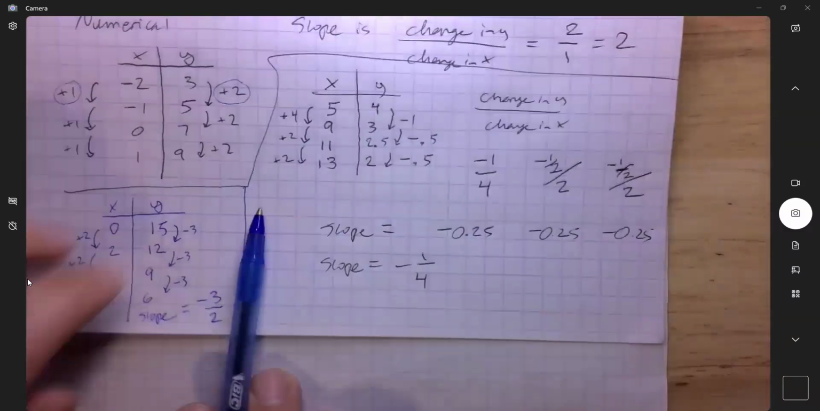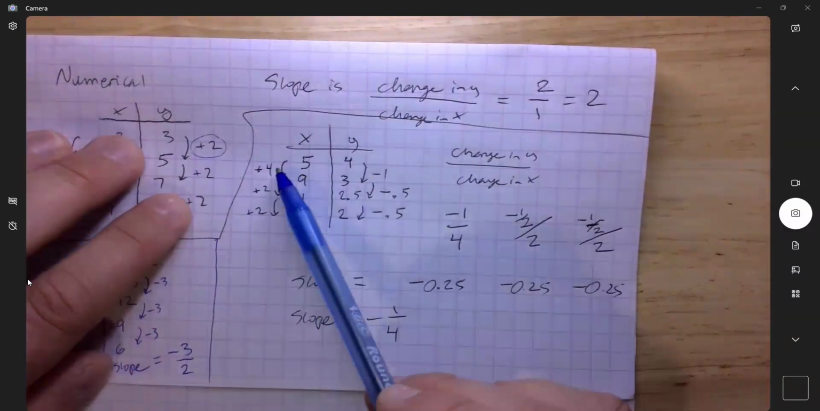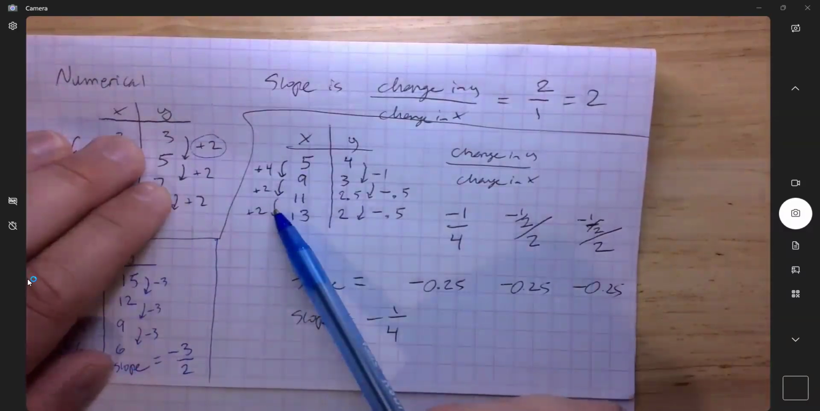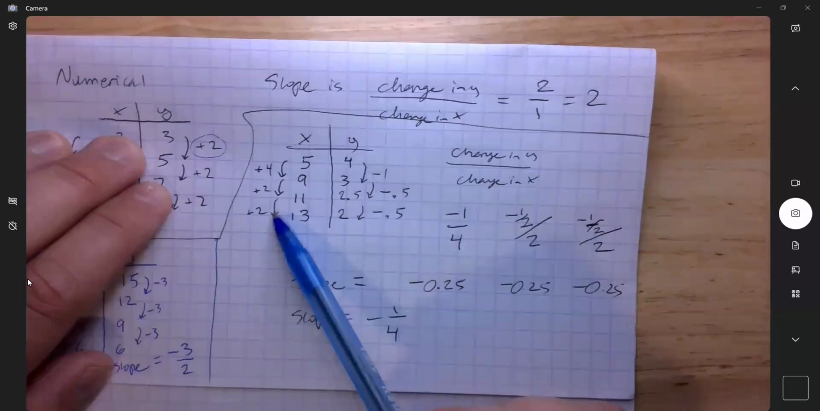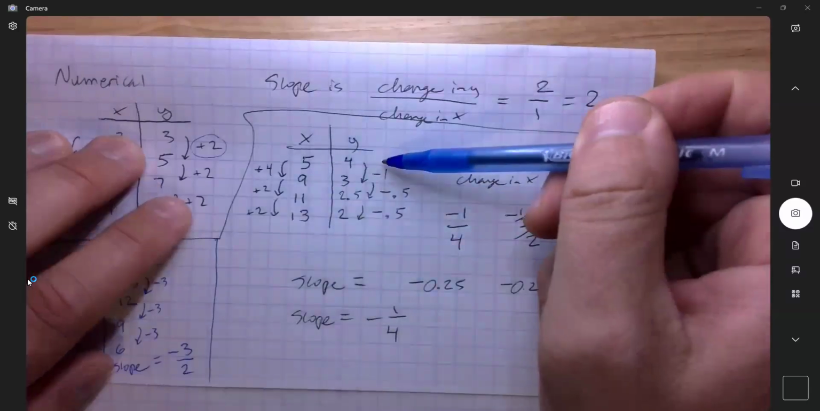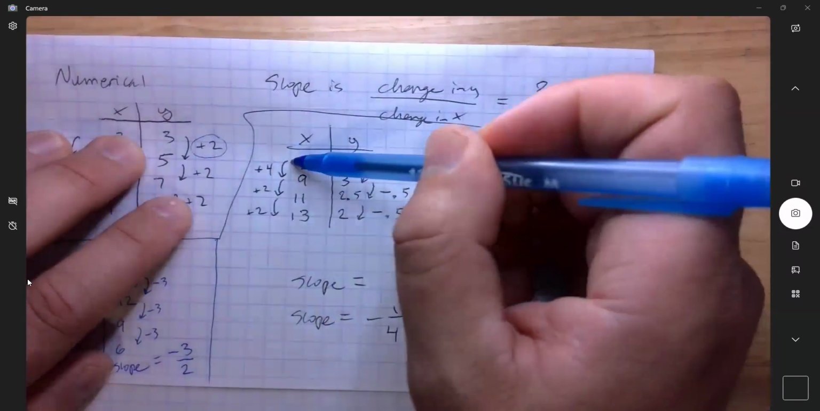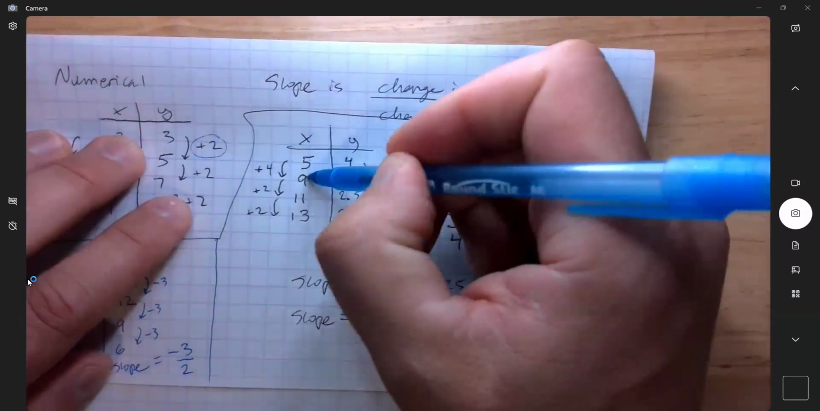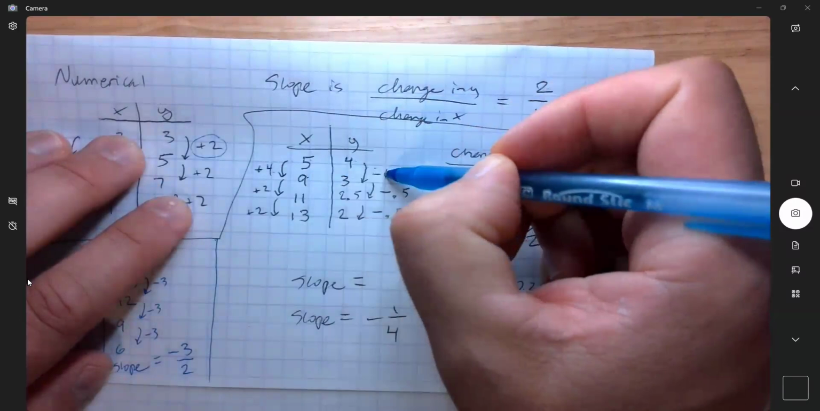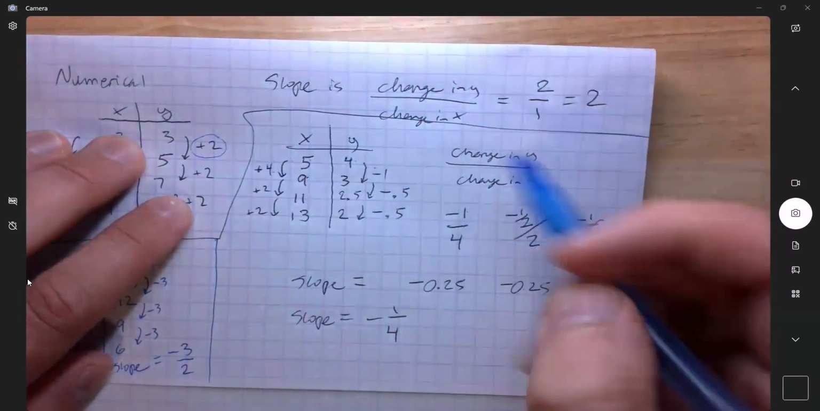And in my last example, not only is the change in x not 1 each time, in fact, the change is not the same each time. And that could mean a couple things. It could mean this function is not a straight line. But we'll know if it's a straight line when we compare the change in y divided by the change in x. 5 to 9, x goes up by 4. 4 to 3, y goes down by 1, so the change is -1 over 4.